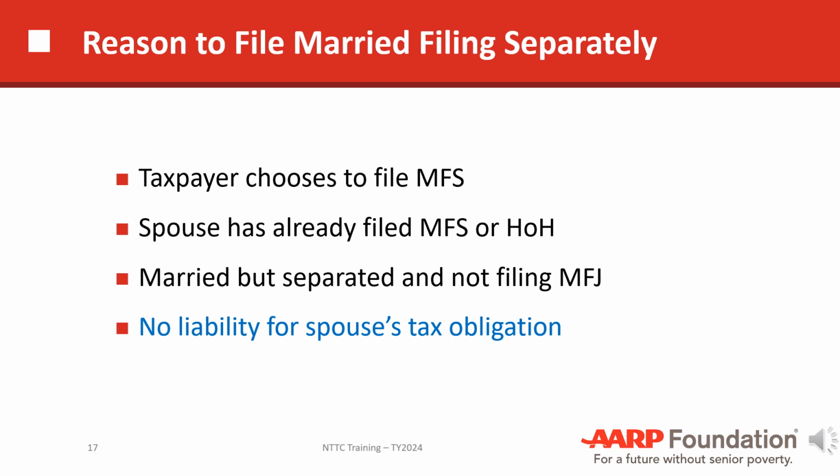But here's probably the biggest one, and this is the one I referred to in the last slide. There's no liability for the spouse's tax obligations. So if one spouse has a small business and has been not paying their taxes, or they're behind on their taxes, the other spouse typically doesn't want to be involved in that obligation, so they file separately for that reason.